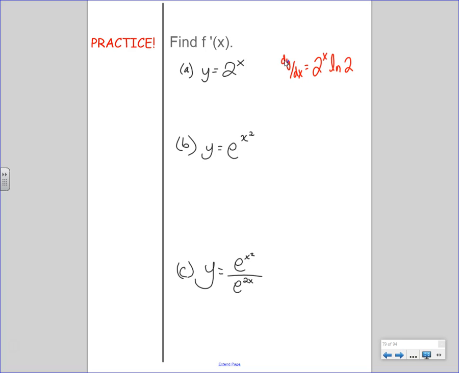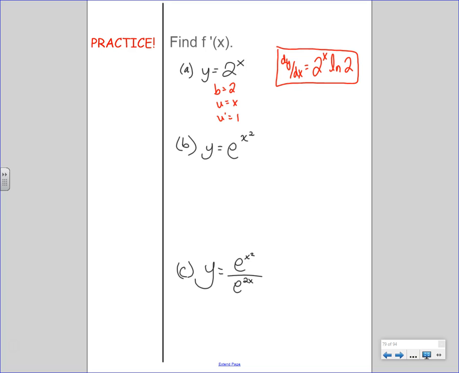So we do b to the u. b to the x is b to the u, times ln of b, which is the 2, times u prime, and u is just x, so u prime is just 1. If you want to think about it, b is 2, and u is x. So b to the u, ln of b times u prime, but u prime is just 1.